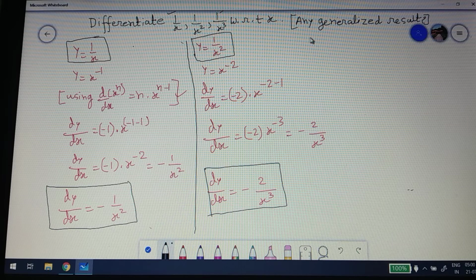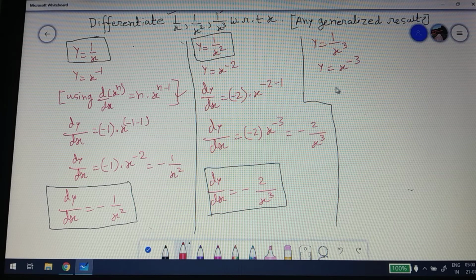So to the next one, that is y equal to 1 upon x cube. So y equal to x to the power minus 3. dy by dx will be what? Minus 3 into x to the power minus 3 minus 1, that is minus 3 into x to the power minus 4. So dy by dx can be written as minus 3 by x to the power 4.